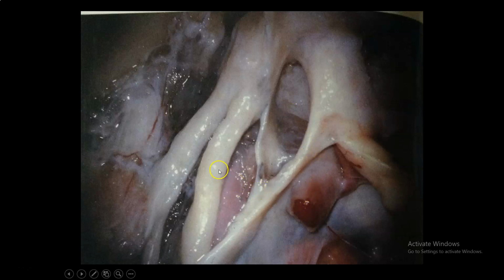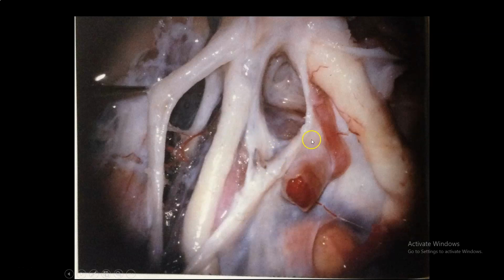Cavernous carotid, third nerve, V1. Proximal ring from the medial layer of the lateral wall, distal ring from the lateral layer of the lateral wall. Between the two rings, anterior clinoid process, medial to it, the optic nerve and the carotid.